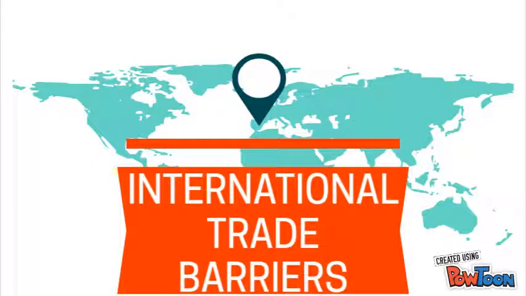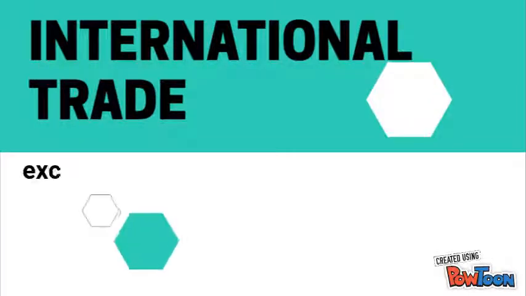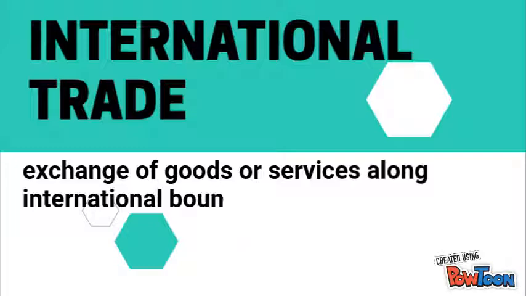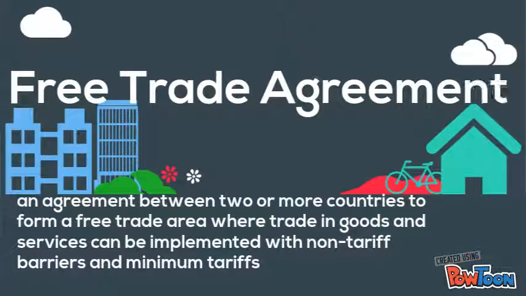International trade barriers. International trade is the exchange of goods or services across international boundaries. A free trade agreement is an agreement between two or more countries to form a free trade area where trade in goods and services can be implemented with non-tariff barriers and minimum tariff.